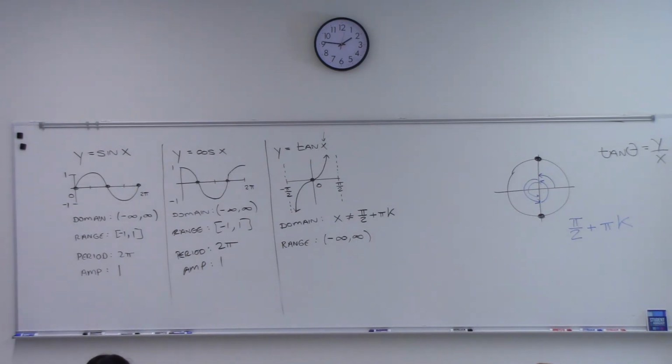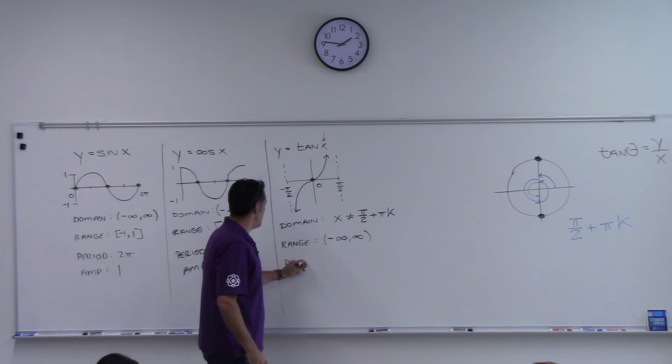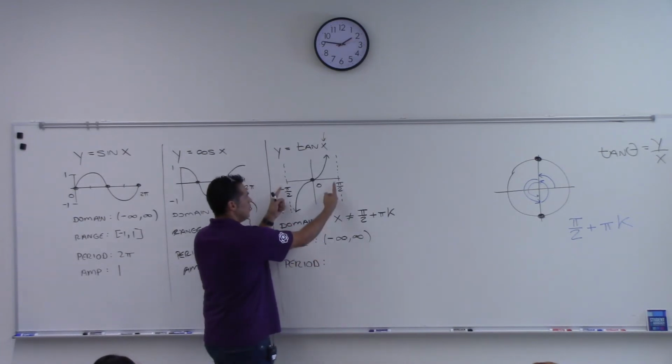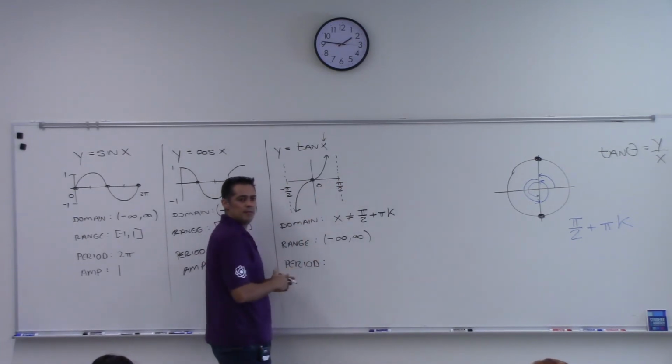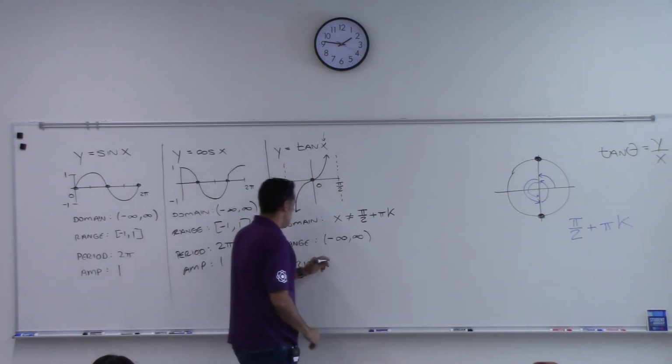Questions there? How about period? Do we still have a concept of period with this? Yes. How large is this interval before it repeats itself? Pi. So pi over 2 this way, pi over 2 that way, so the total would be pi.